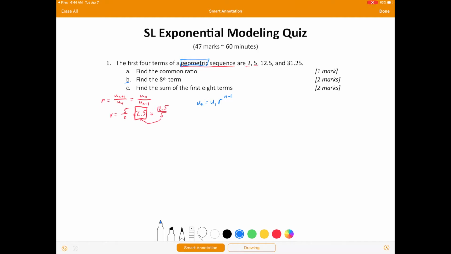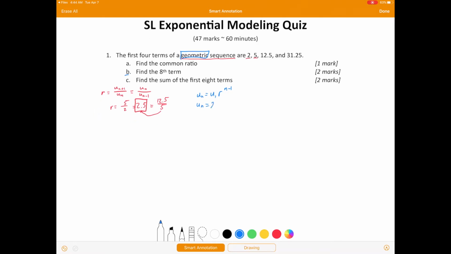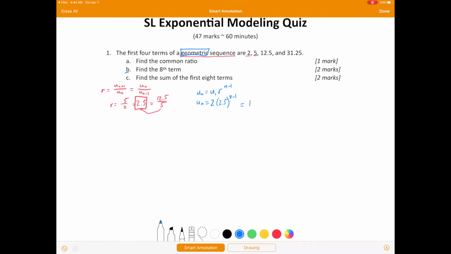And then you should be able to go that u(n) equals u1, which is the first term, which they gave us is 2, times r, which was 2.5, to the n, the term number, so 8 minus 1. You should be able to put that straight into your calculator, and we should get 1220.7. On an IB exam, it's likely that they're only going to want you to write it to 3 sig figs. So 1220 would be an appropriate answer there. If they ask for something else, then of course do whatever they ask for.